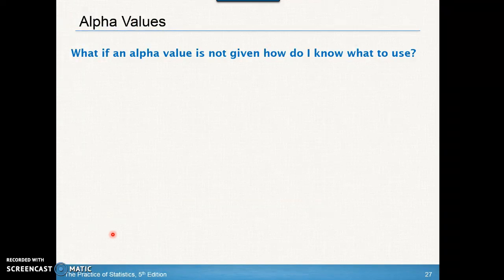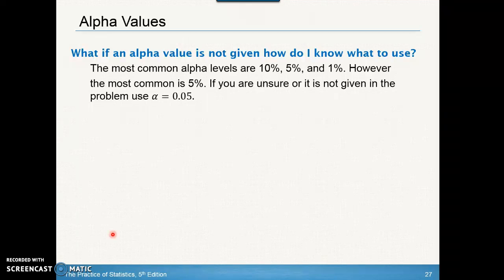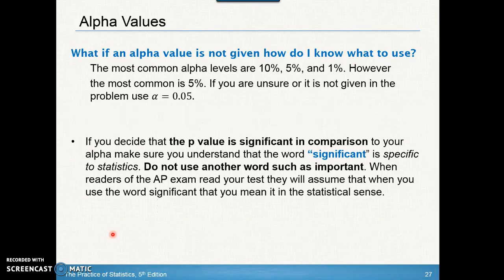All right, so what if an alpha level isn't given? How do I know which one to use? The most common are 10%, 5%, and 1%. However, the most common is the 5%. If you're unsure and it's not given, just use the 5% level. So if you decide that a p-value is significant in comparison to your alpha, make sure that you understand the word significant is specific to statistics. Don't use another word such as important. When readers of the AP exam read your test, they assume that you know what significant means in the statistical sense.